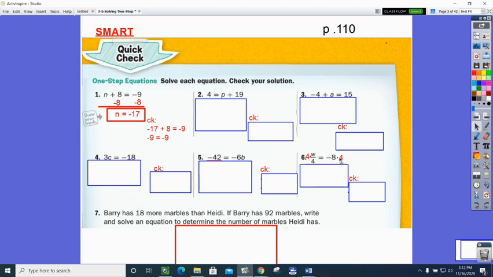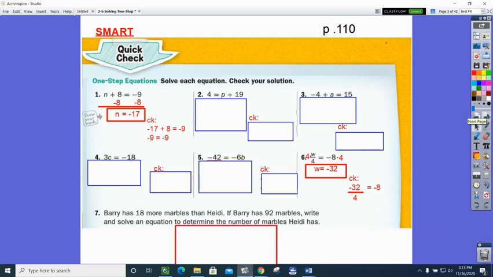A bad thing happening to a good person is a bad thing. And I think the only number that w can be is -32. So I'm going to check it. I'm going to go back in that original equation. Does -32 divided by 4 equal -8? And the answer is yes.